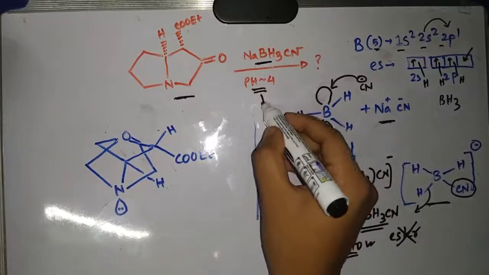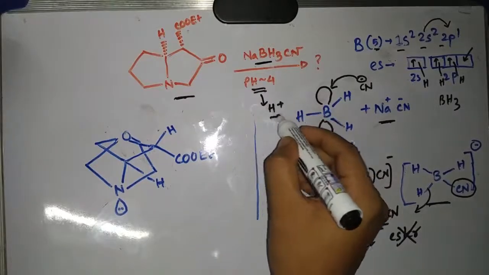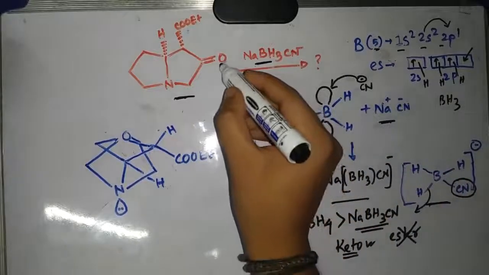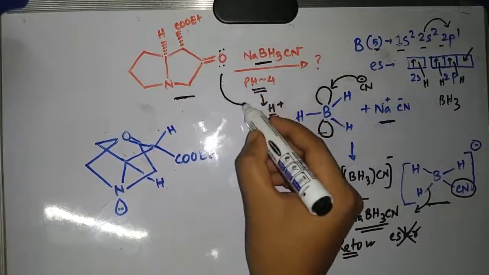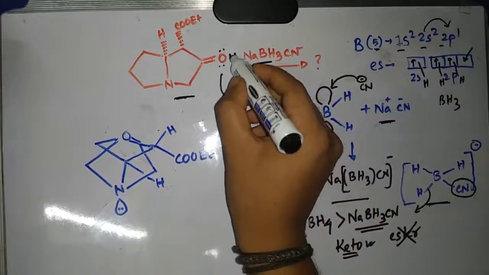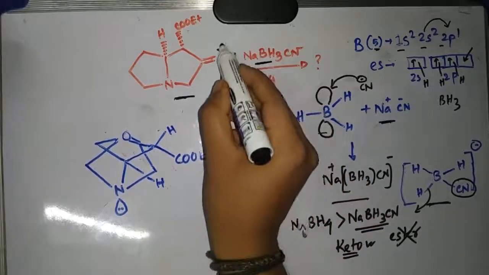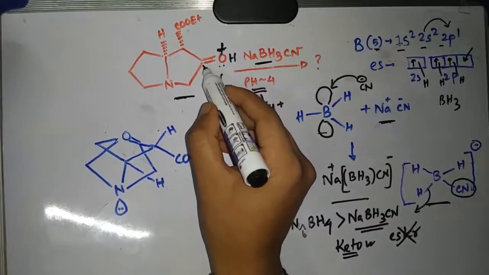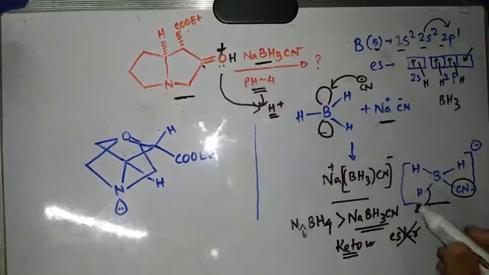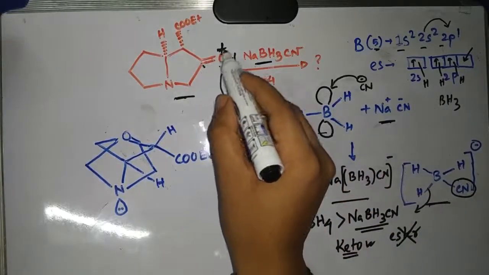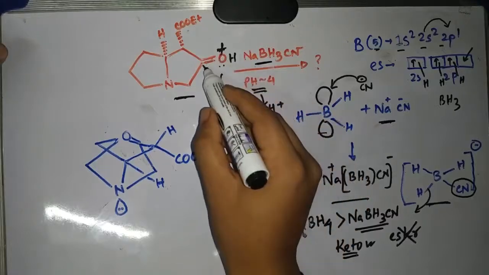pH 4 means acidic condition, so H+ will be present in the reaction medium. The oxygen will abstract this H+ and become OH+. When it forms this OH+, the carbon becomes sufficiently electrophilic, and only then can the H minus from this complex come out and attack here. So in this condition only, the H minus will react.